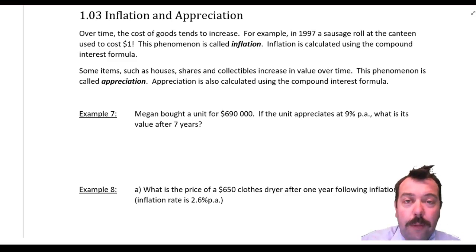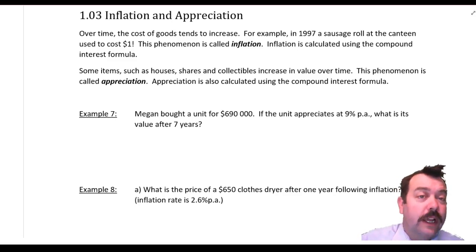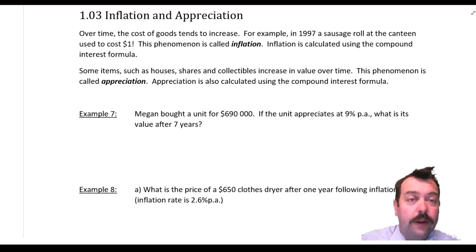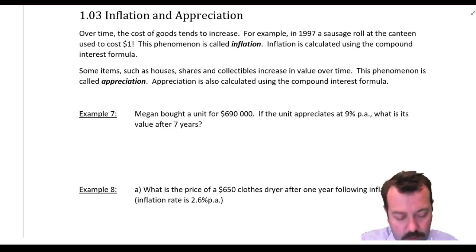But when we're talking about appreciation, it's not how much more it costs, it's the increase in value, so that I could hold on to it during that time and sell it for a profit. But both inflation and appreciation are calculated using the compound interest formula. So let's have a look at some examples here.